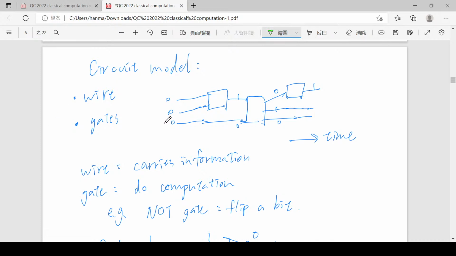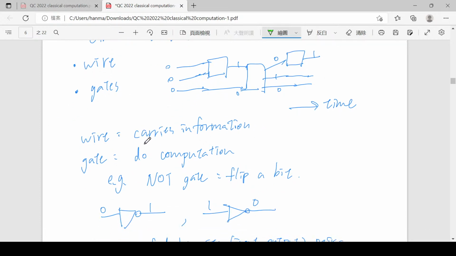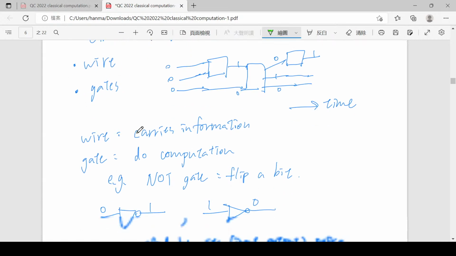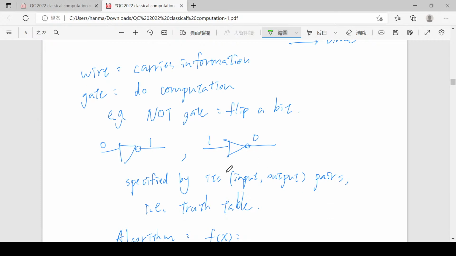So let's talk more about the details of the circuit model. As we said, the circuit model is composed of wires and gates, and the wires carry information around. So as we see here, these 3 wires carry 0, and you will send it into those gates. And the gates are the place where we actually do computation. And you guys are probably familiar with this, but we are still going to introduce some basic gates.